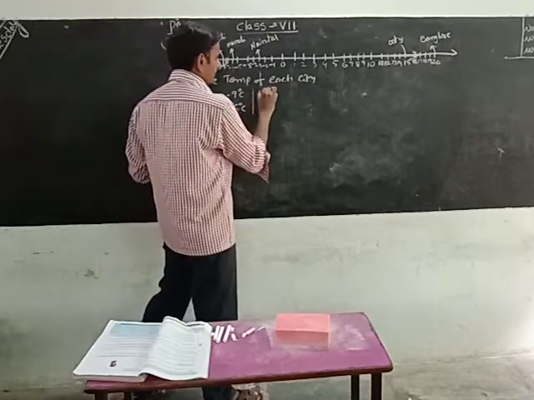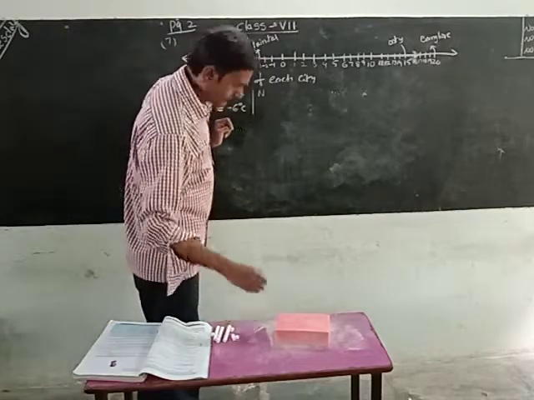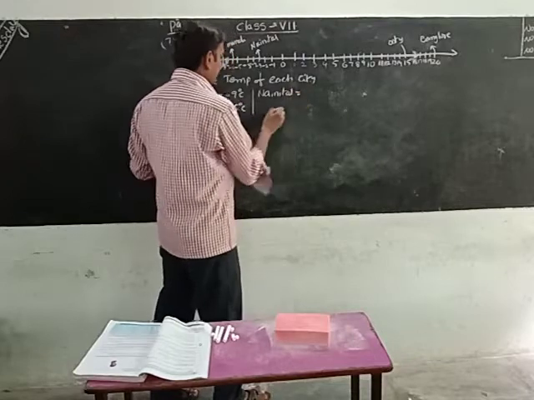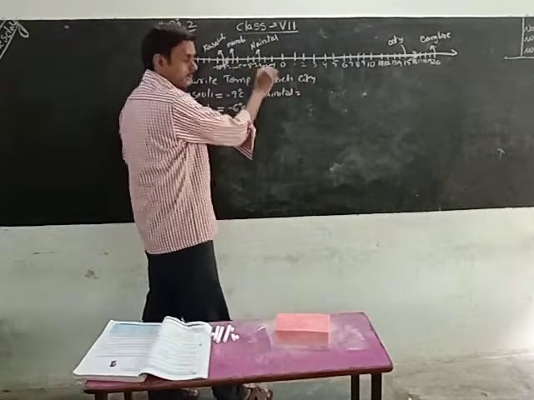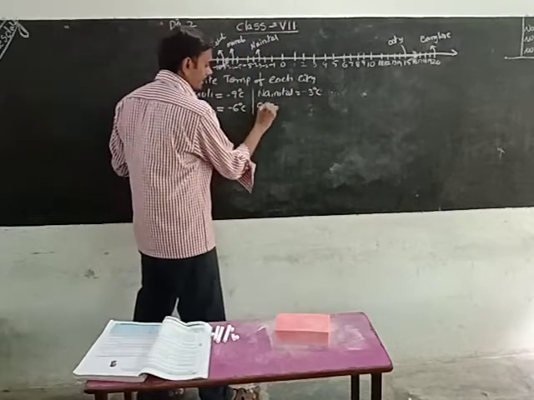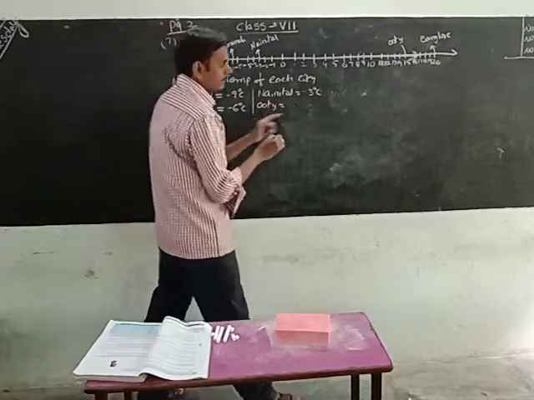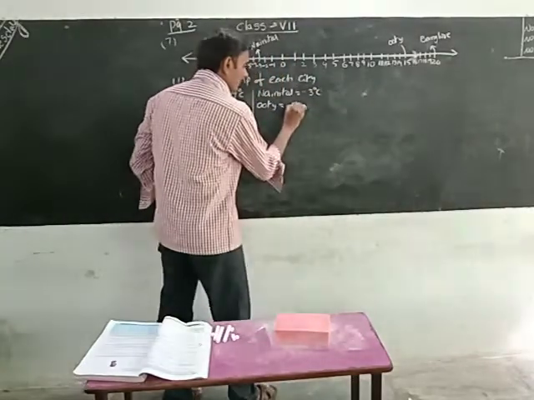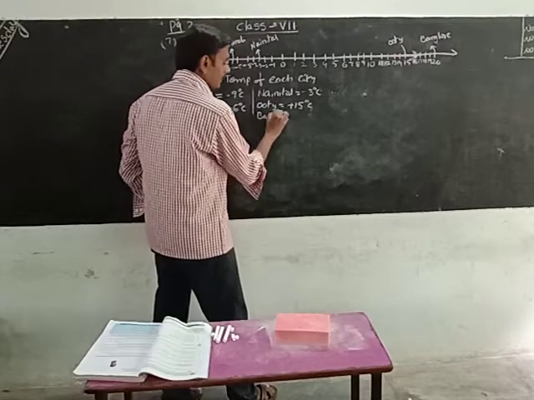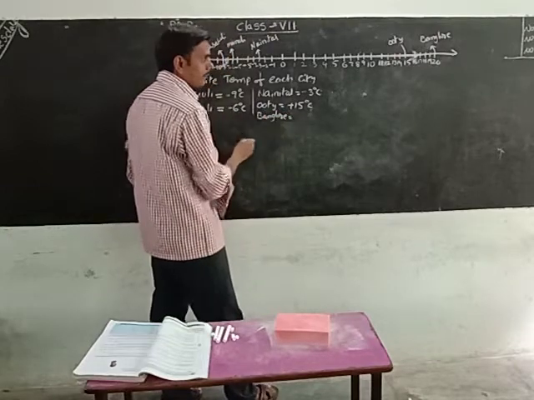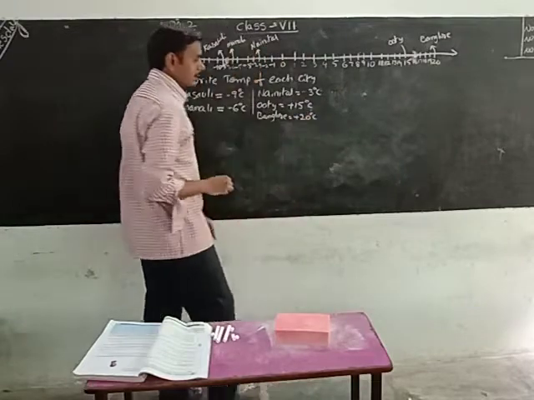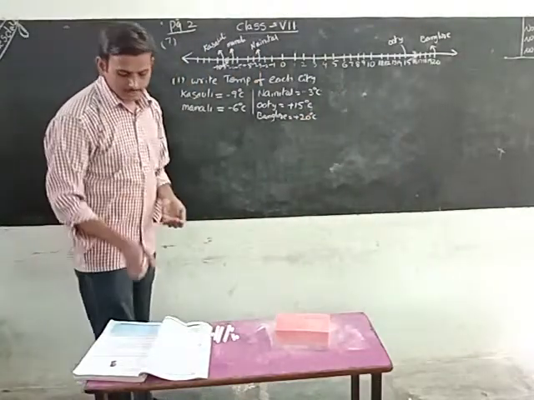Next, Nainital is located at -3. So -3 degrees Celsius. Next, Ooty is located at 15. That means plus 15 degrees Celsius. Last one, Bangalore. Bangalore is located at plus 20. That means plus 20 degrees Celsius. Next question.